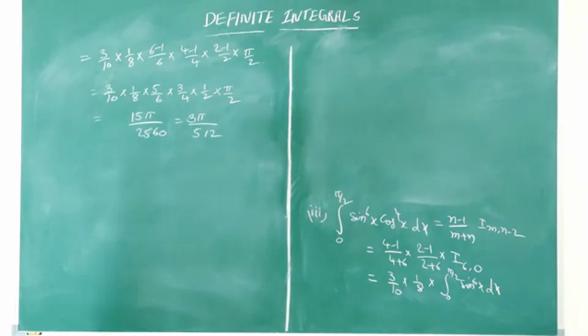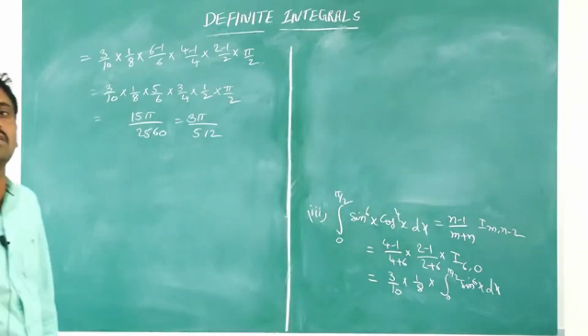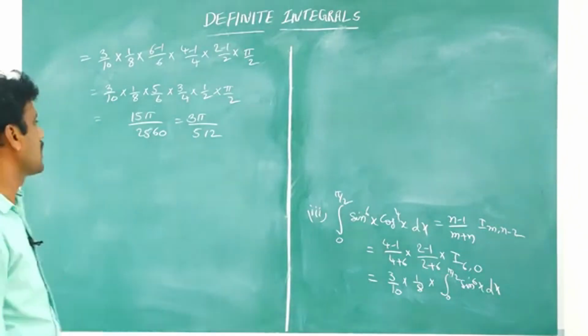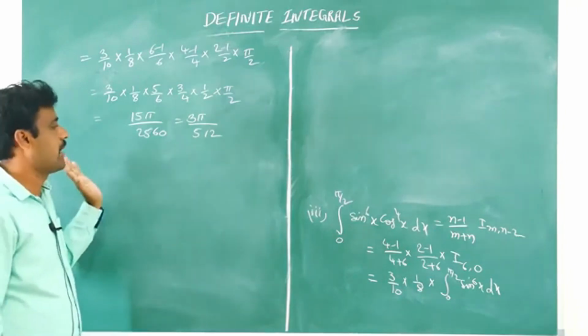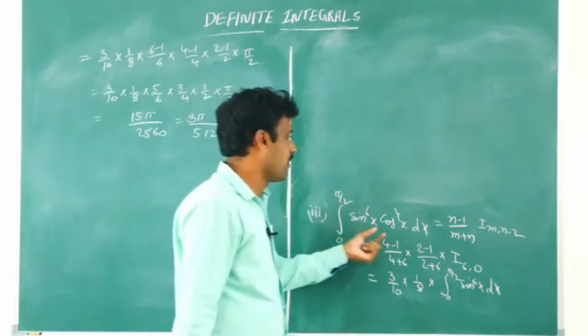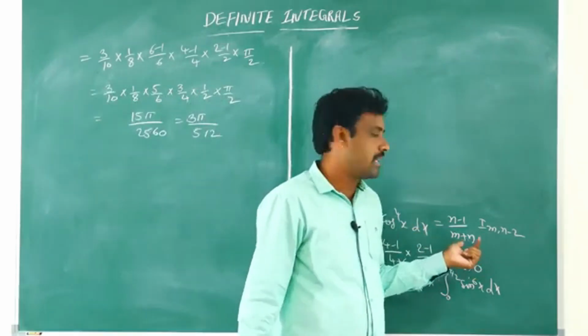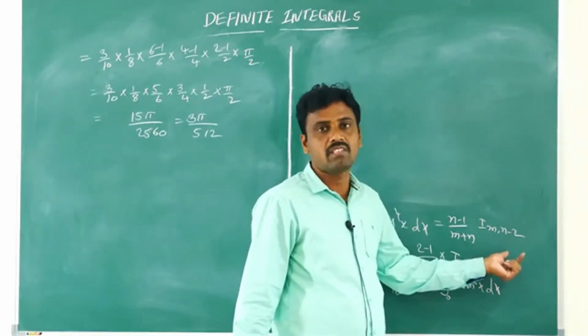That is the reduction formula including sin and cos. That is sin power m into cos power n. That is 3 pi by 512. I m comma n formula: n minus 1 by m plus n, I m comma n minus 2.